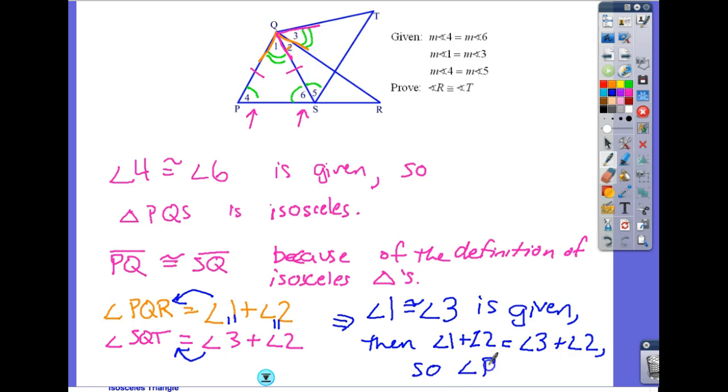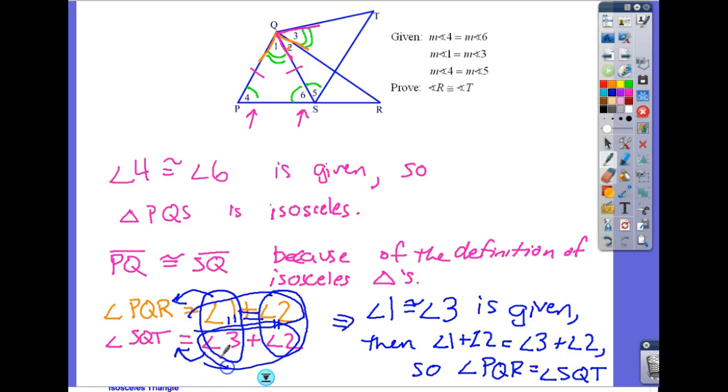So angle PQR equals angle SQT. Take a moment to let that sink in there. If these are the same and these are the same, then adding them together must be the same, right? This whole thing is equal to this whole thing. So then these two are equal. Because really, if this is equal to this, and we're just adding 2 to it, we have 1 and 2 added together. It's going to be the same as 3 and 2 added together.